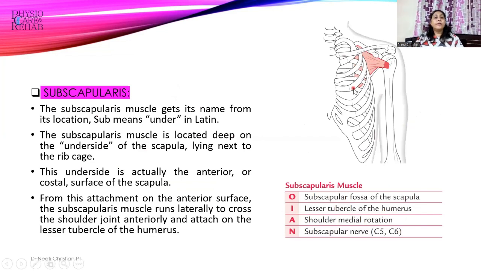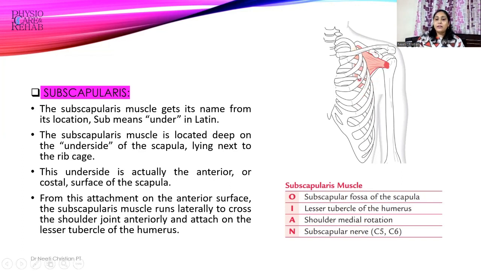Very important is the subscapularis muscle. The subscapularis muscle gets its name from sub. Sub means under in Latin. So it is the underside of the scapula, lying just next to the rib cage. Here you can see it is the anterior aspect, the costal surface of the scapula.